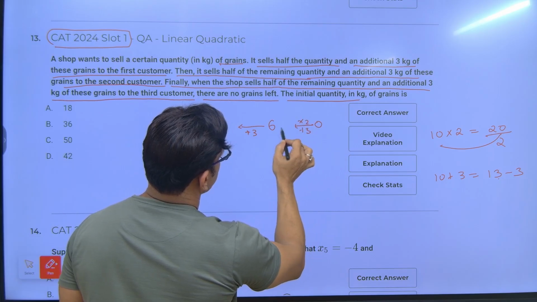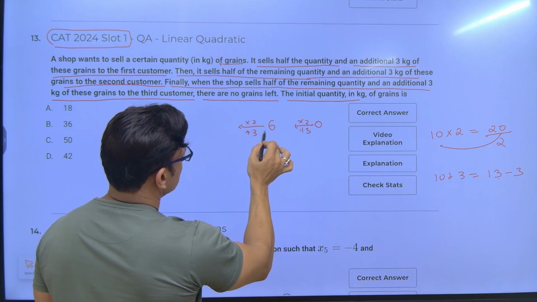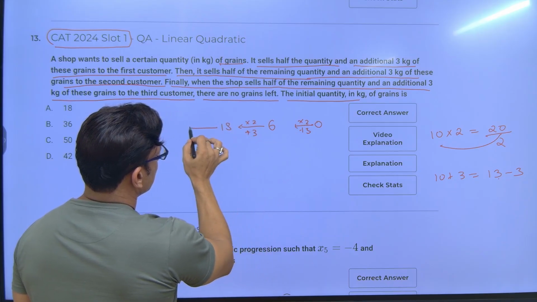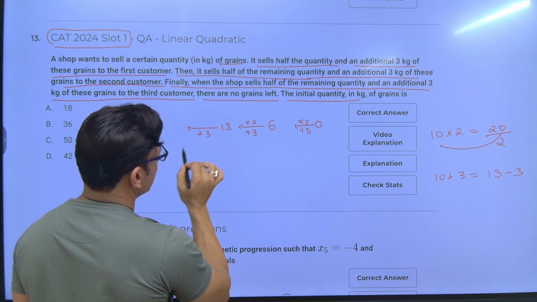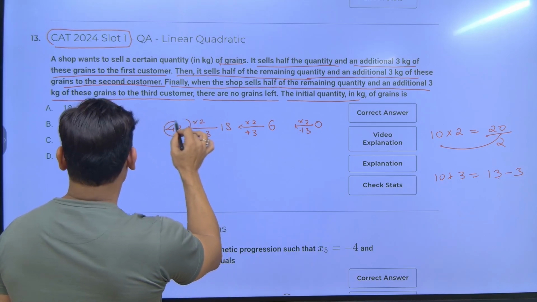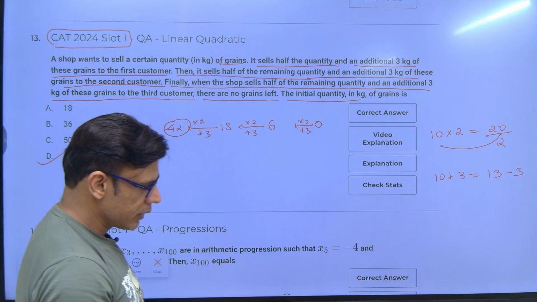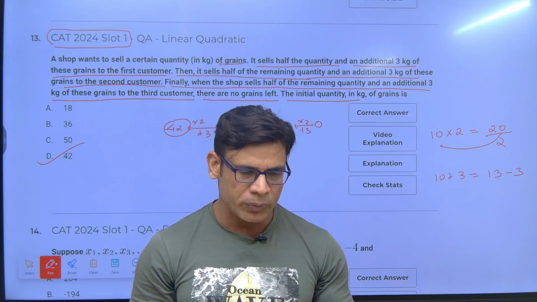It will become 6. From 6 again he'll take 3 and double it. So 6 plus 3 is 9, doubled is 18. Again he'll go back and first you take 3, 18 plus 3 is 21, times 2 will give you 42, and 42 is the answer.